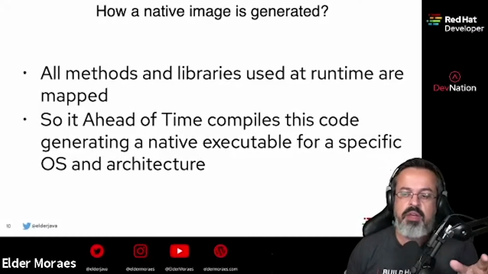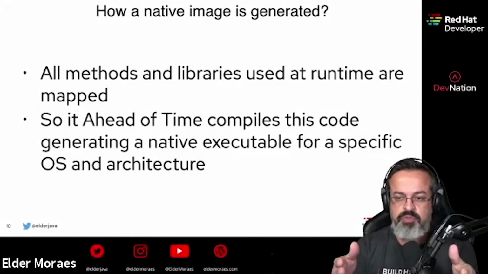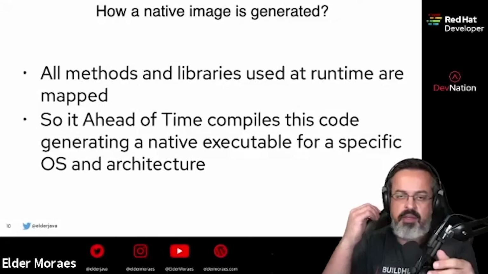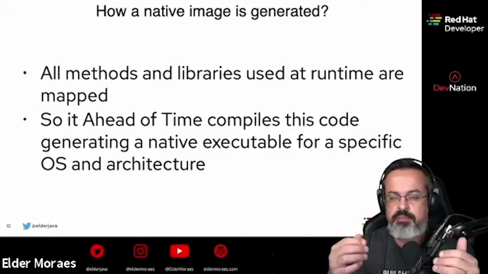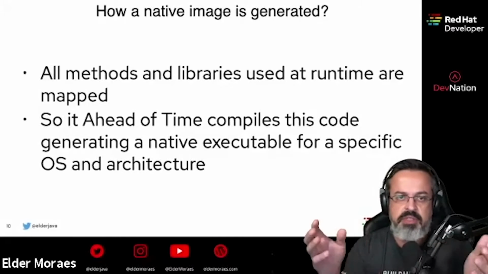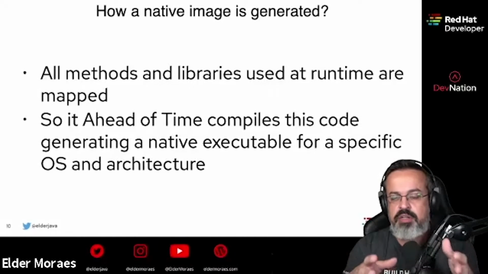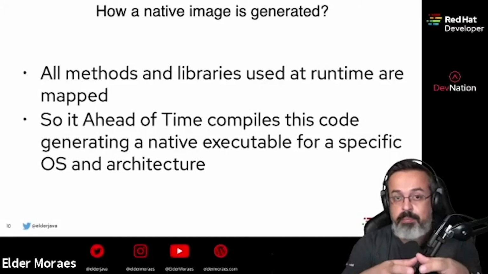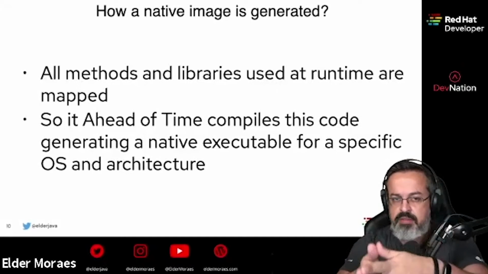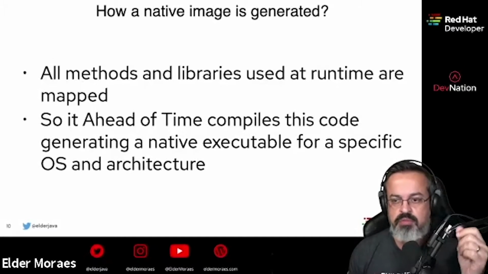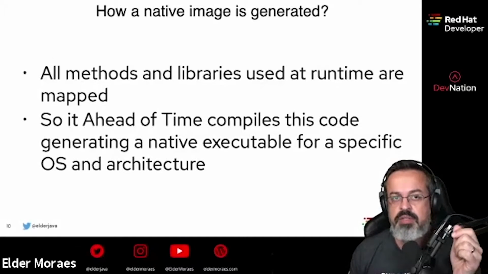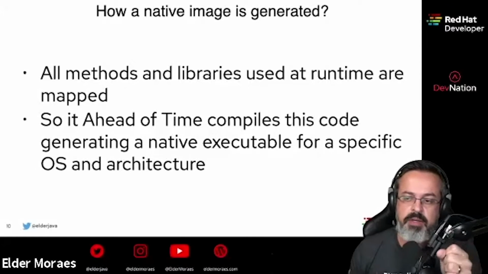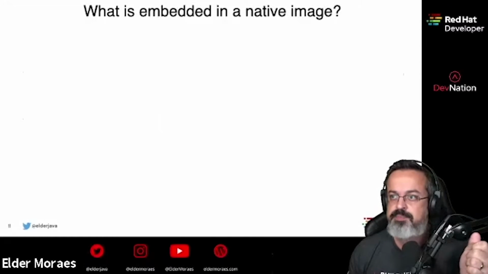So if you use, for example, Linux, a CentOS, using an AMD processor, your native image will be compatible with CentOS and an AMD processor. So this architecture and operating system is very important because it will determine the compatibility of your native image.